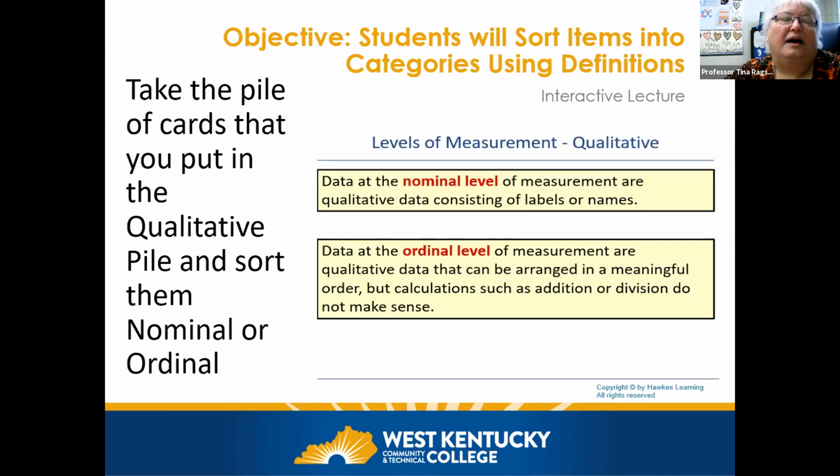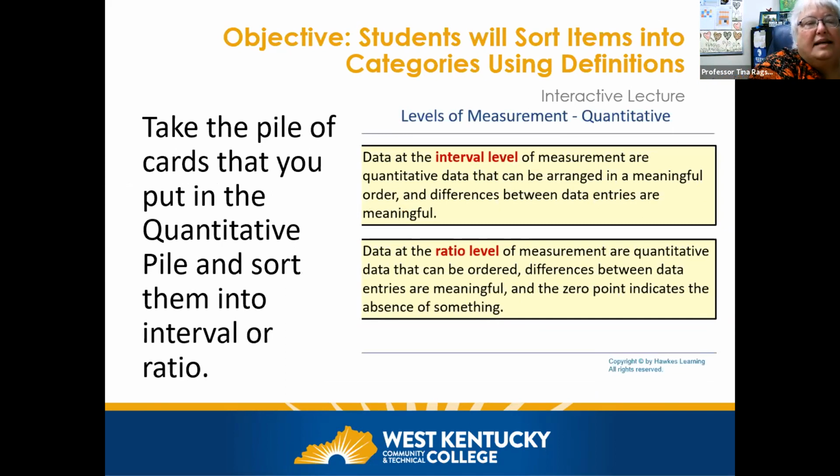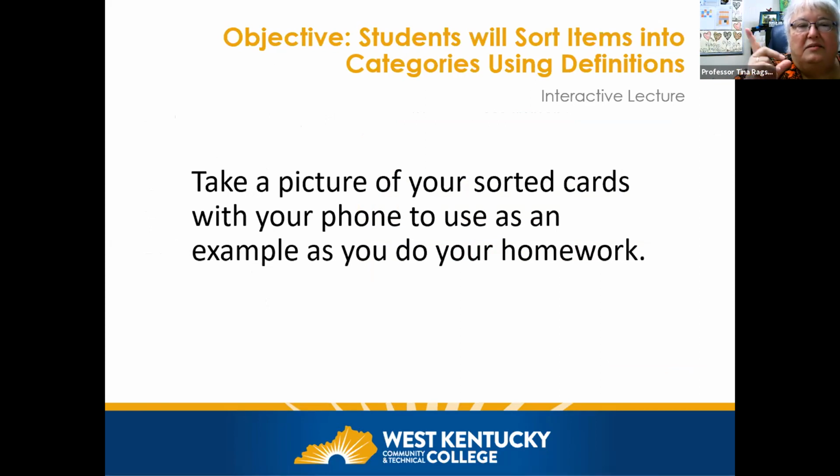I said, okay, now go under the qualitative stack, divide those up in nominal and ordinal. And then once they've done that, I say, okay, now under the quantitative stack, let's divide them up in interval and ratio. So they end up with 4 stacks of cards, all divided up. And then I have them take a picture of their cards all laid out on their table, and they have samples of all those, which they're going to use in their homework. So they're going to do that in their homework, to decide all those categories, and they have those as samples.